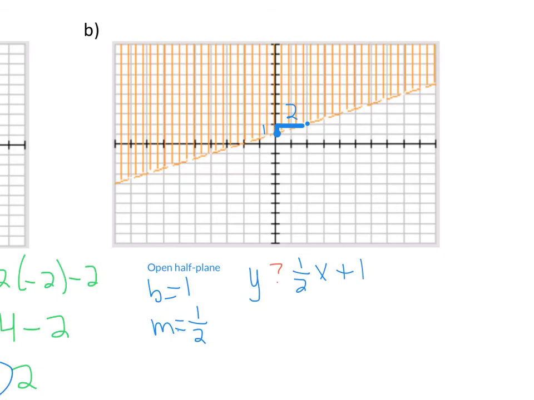Let's use a test point that's within the solution. Do not use a point that is on the boundary. Use something in the shaded region. For example, I like to pick a point on my x or y axes just so I have a 0 value to work with. We'll use that point right there, which is 0, 1, 2, 3, 4, 5. So we'll use 0, 5 as the test point.